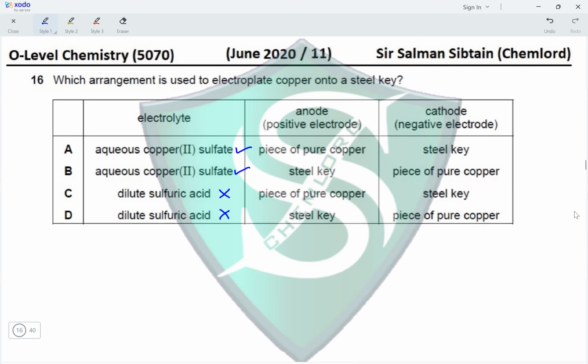So anode should be made of a copper plate and the cathode should be the steel key. So option A has anode as the copper plate and cathode as the steel key, while option B has the anode as the steel key and the cathode as the copper plate, making option A the correct option for this question.